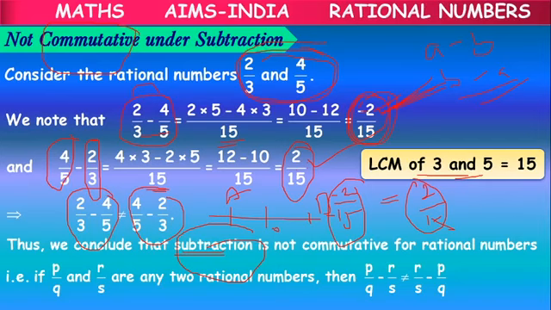If we subtract in different orders, we will get different answers. So if P by Q and R by S are two rational numbers, then P by Q minus R by S is not equal to R by S minus P by Q, because the order of the rational numbers changed in subtraction. That's why they are different. So we can tell they are not commutative. Rational numbers are not commutative under subtraction.